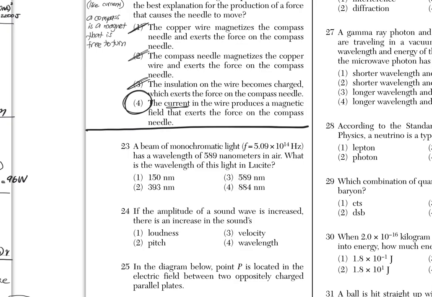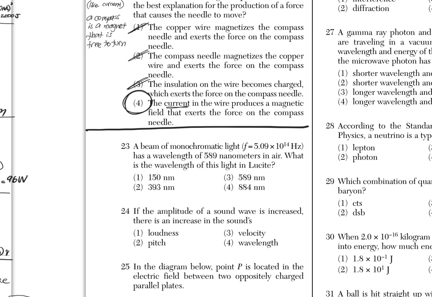Okay, so here we have a calculation question. We have monochromatic light with that frequency. That's the reference frequency for the index of refraction chart. And then it says it has a wavelength of 589 nanometers in air. What is the wavelength in lucite?